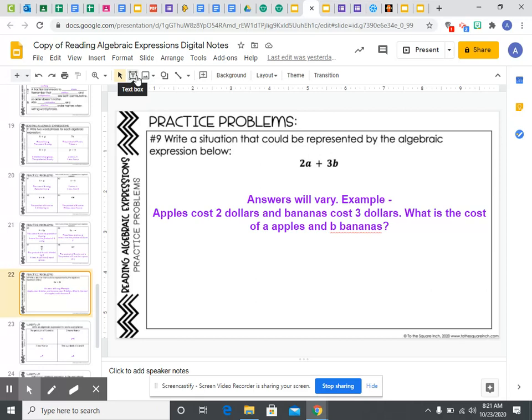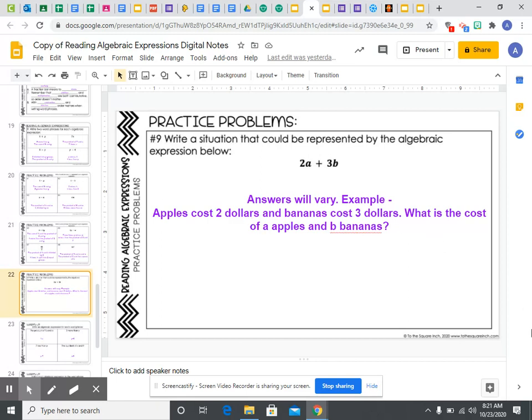Okay, so the example they have is apples cost $2 and bananas cost $3. So what is the cost of A, apples, and B, bananas? So they're saying that apples were for A and bananas were for B. So, yeah, type this one in. Type where it says, don't do the answers will vary example, just do the apples cost $2 and bananas cost $3.